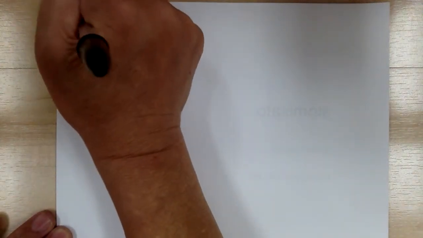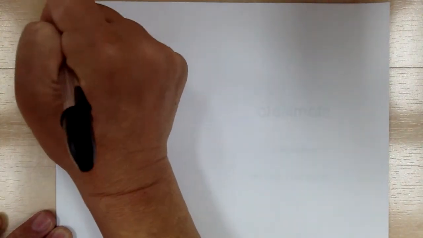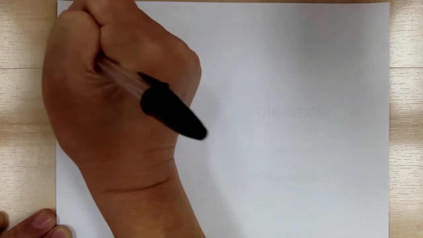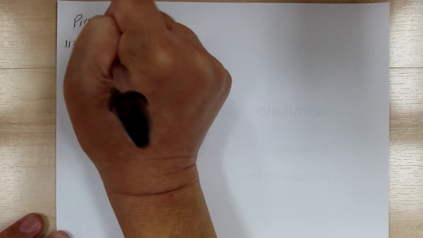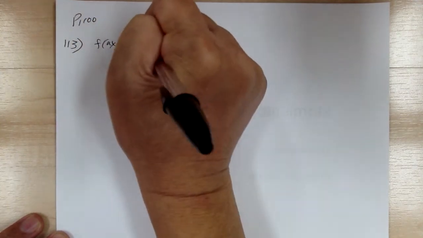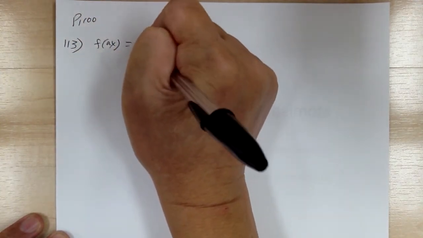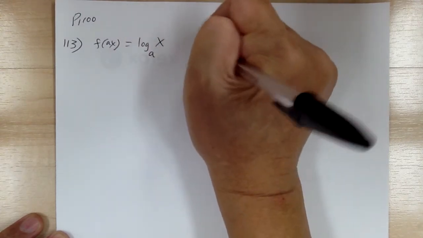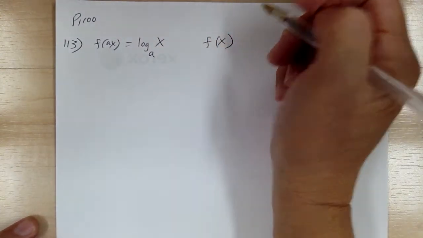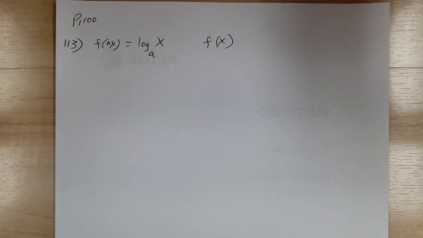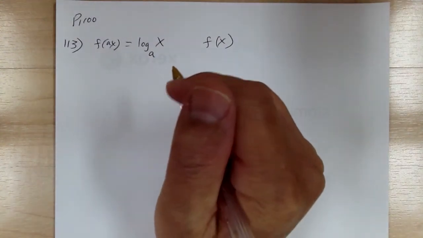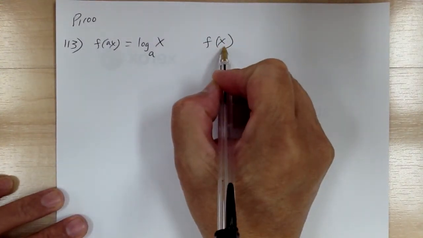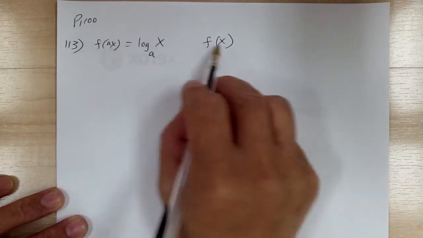Let's go to page 100 and let's do number 113. It's giving that f of ax is equal to log x base a, and you're looking for f of x. Okay, so again, just like before, whenever you're looking for this, you have to find a way to transfer this into that.